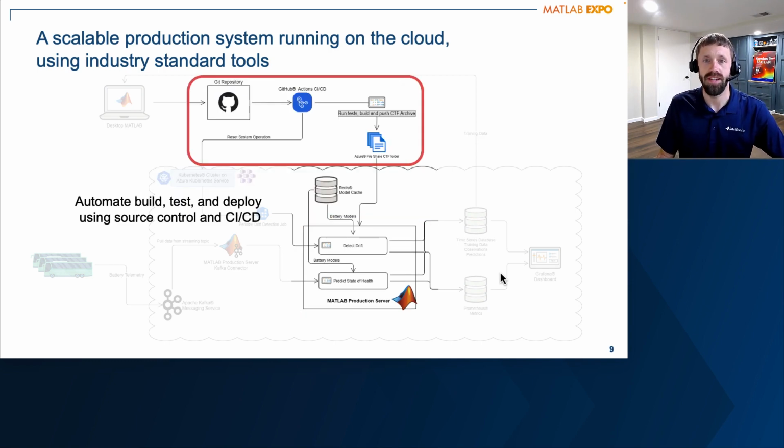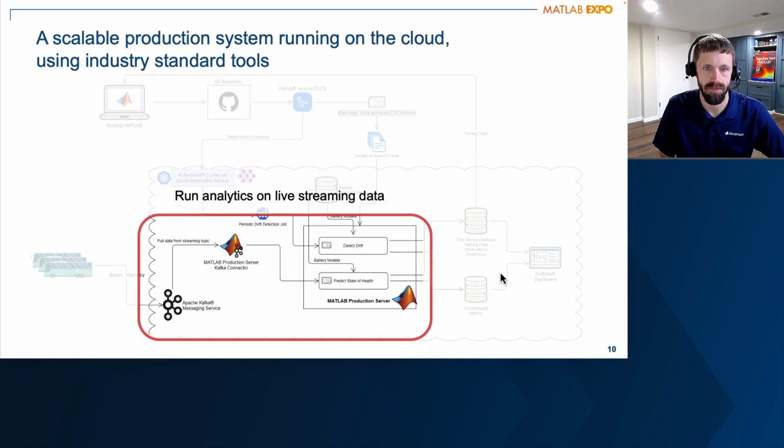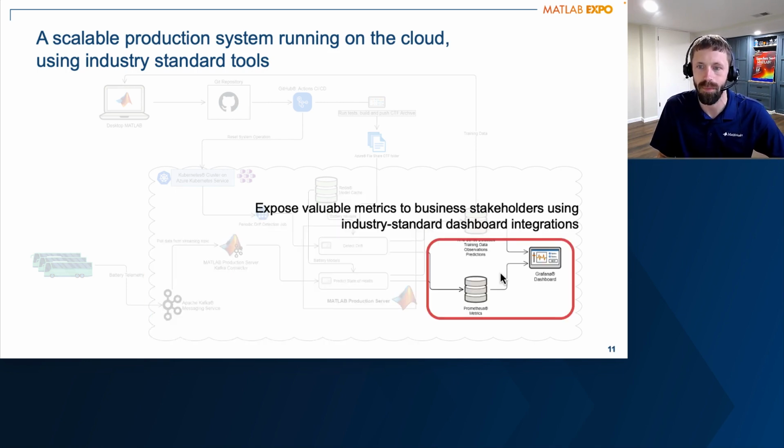Our source code is contained on GitHub, and as we already saw, we use that Git repo along with GitHub Actions to do CI/CD and push new versions of our application to the production system. In order to run on the streaming data coming from the fleet of batteries, we needed to connect MATLAB up to Kafka. This is the messaging service that brings the telemetry data from the buses into our cloud-based system. And so we used the MATLAB Production Server Kafka connector to connect MATLAB to that.